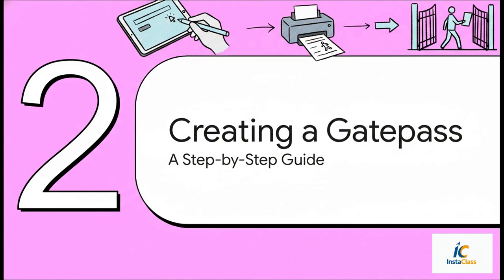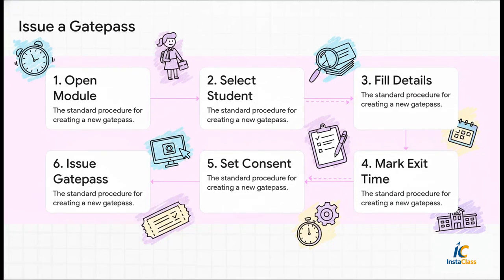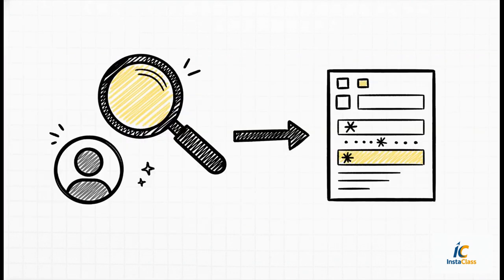Okay, time to get practical. We've talked about the what and the why, so let's get into the how. This next part is your step-by-step guide to actually creating and issuing a gate pass. Here it is, the 6 main steps. And yeah, it looks pretty straightforward because it is. From just opening the module all the way to issuing the final pass. We're going to zoom in on a few of these steps, the really critical ones, to make sure you nail them every single time.